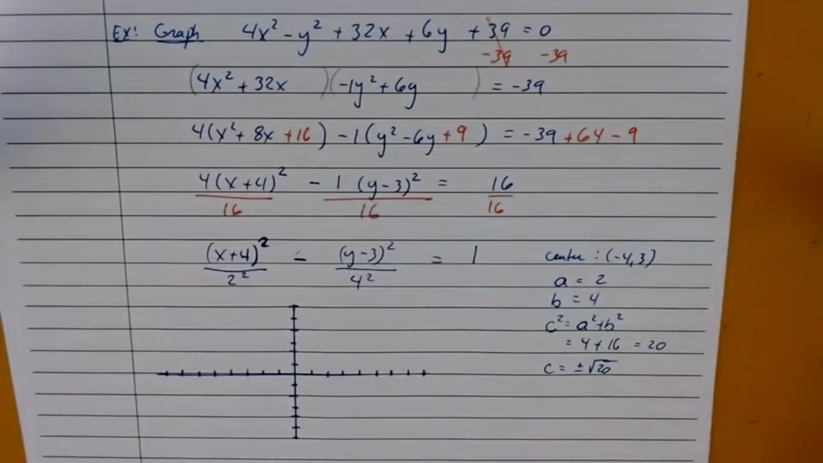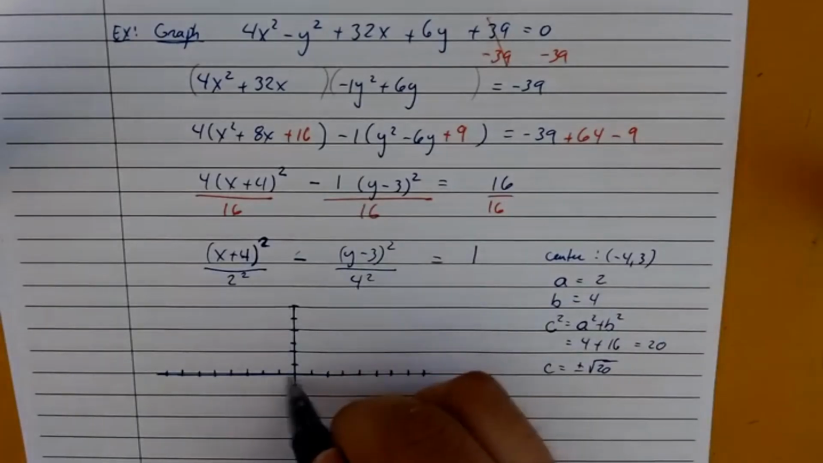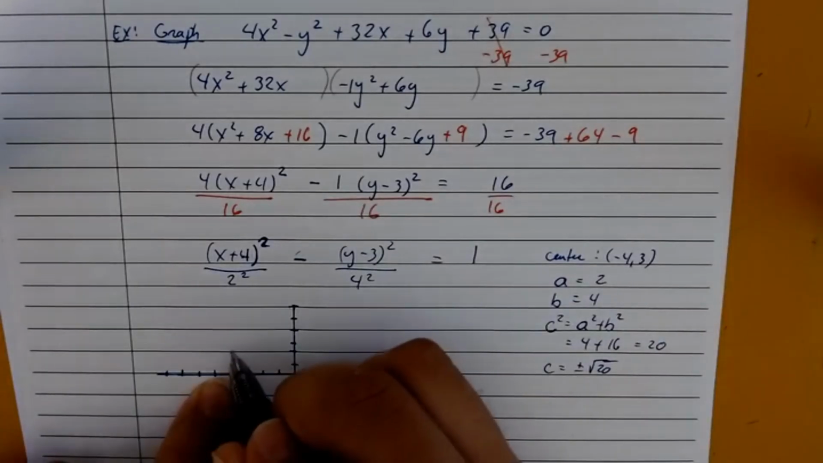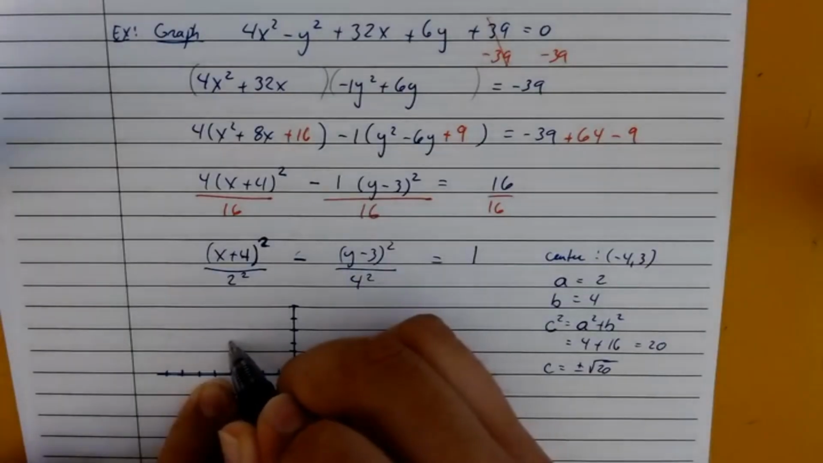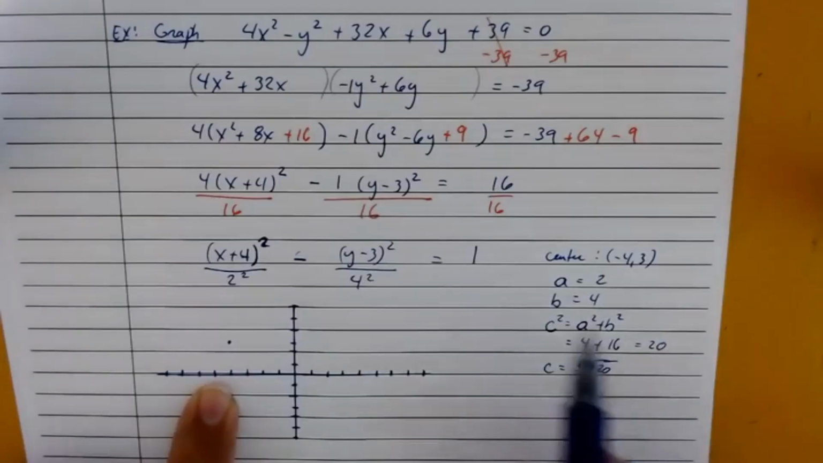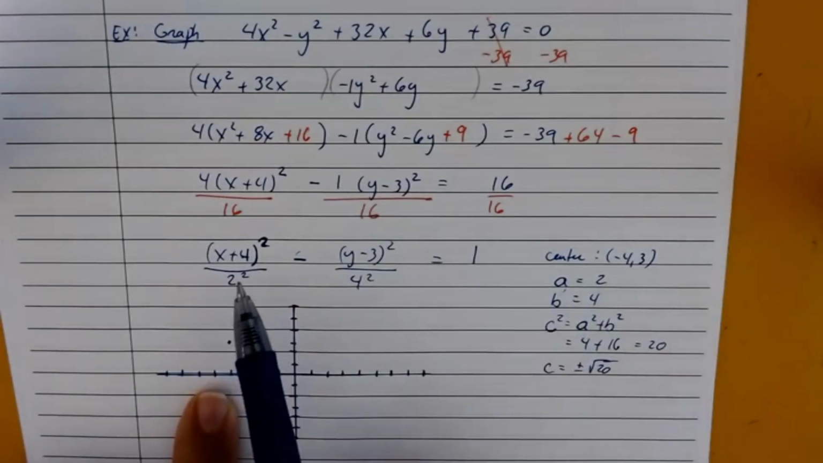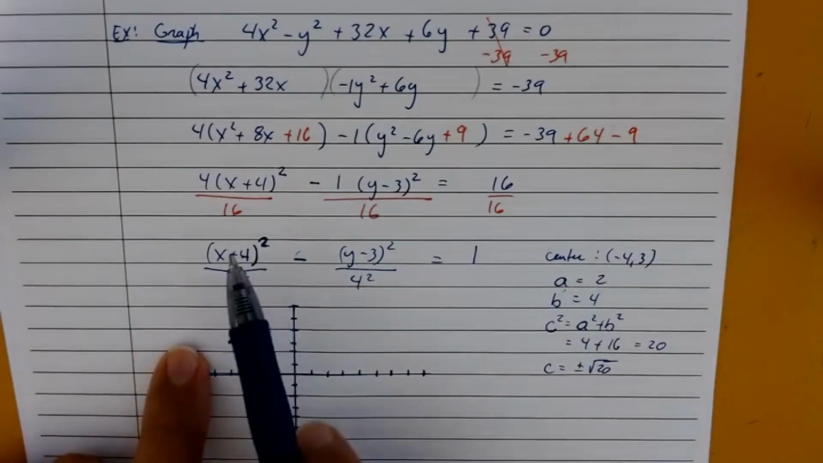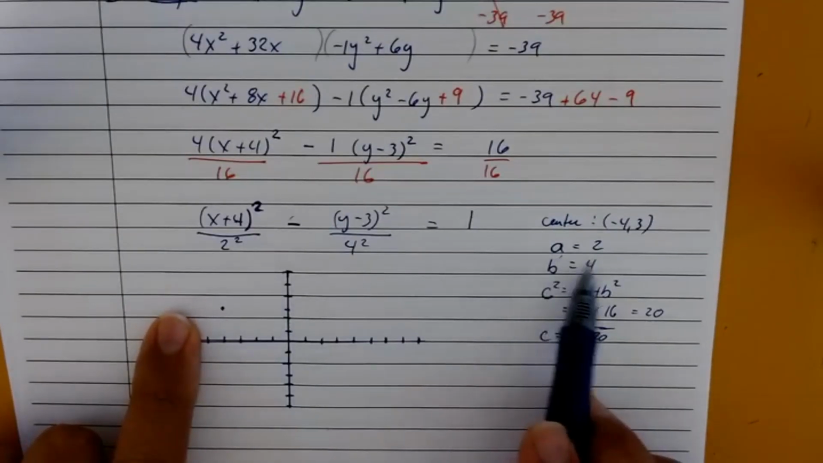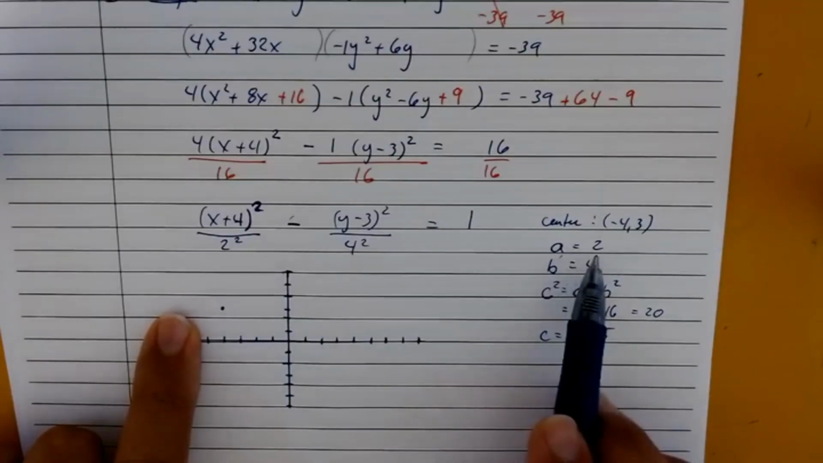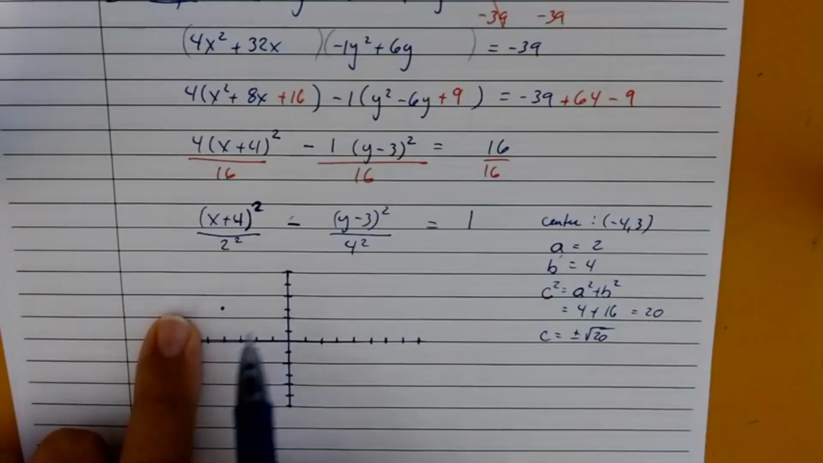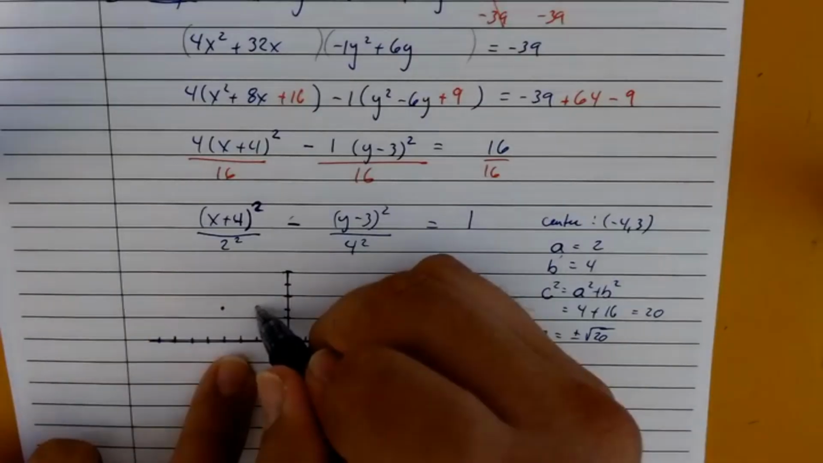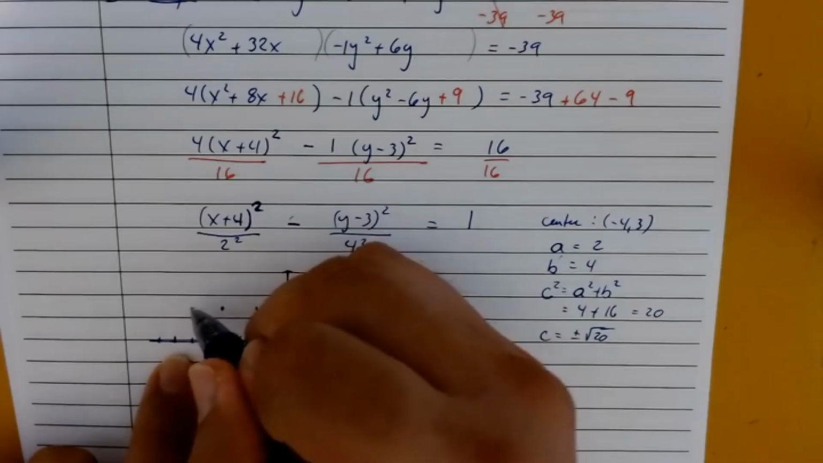All right, starting with your center, (-4, 3). That's left by 4, up by 3. We have that our transverse axis will be horizontal. It's going to be parallel to the x-axis because x is the variable in the numerator of the positive term. So a is going to be 2 units left or right. So 2 to the right and 2 to the left.